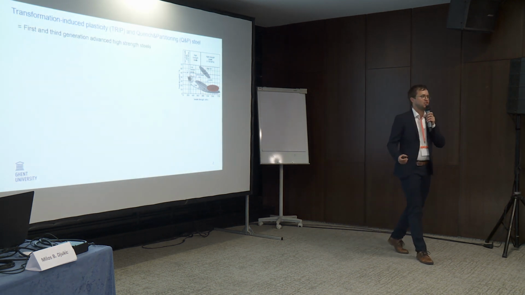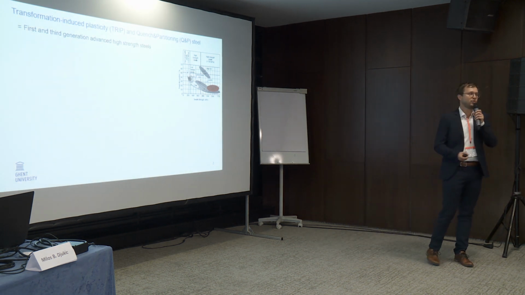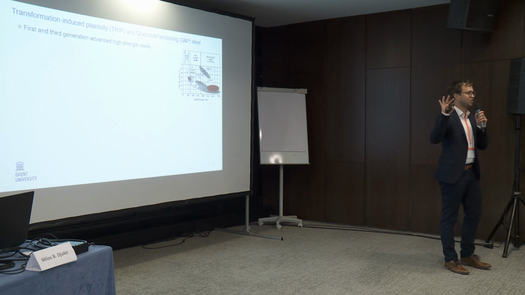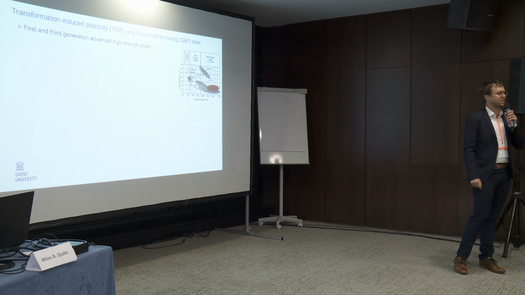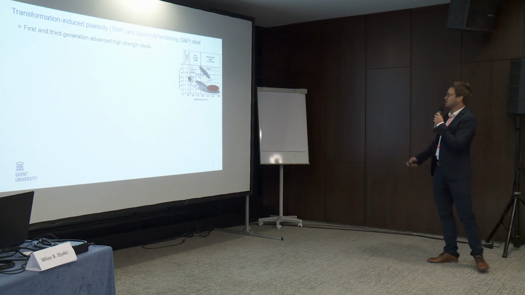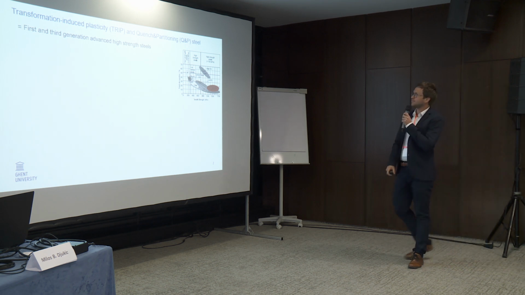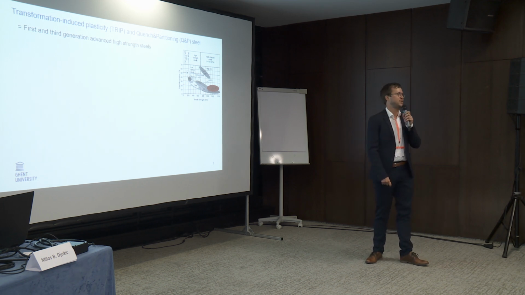Well, we go in the banana-shaped curve, as you can see here. We want to go to the upper right corner. Higher strength levels, higher ductilities, because then we can thin the plates, we can have some weight reduction. This is good for the CO2 emissions. So TRIP and QP, they are here. They are very interesting, and they come with a specific heat treatment.